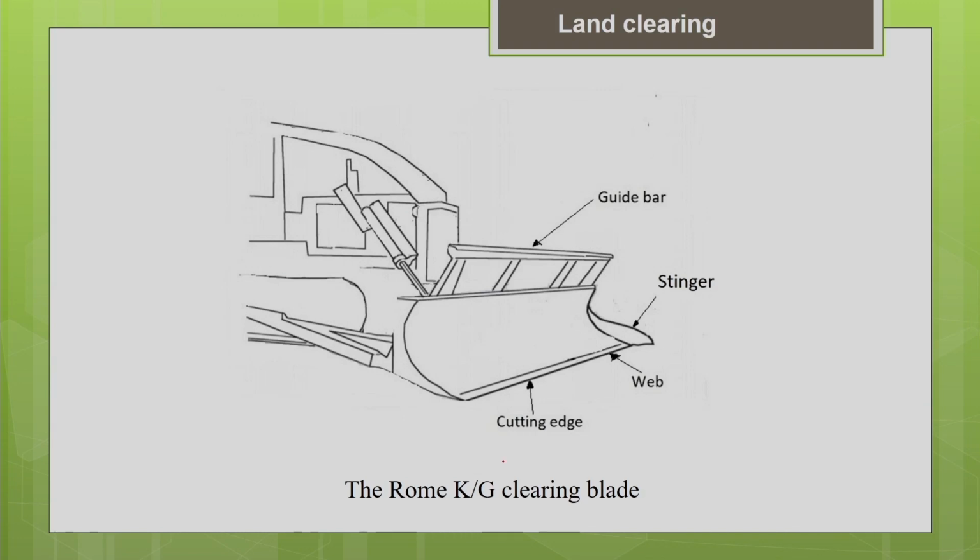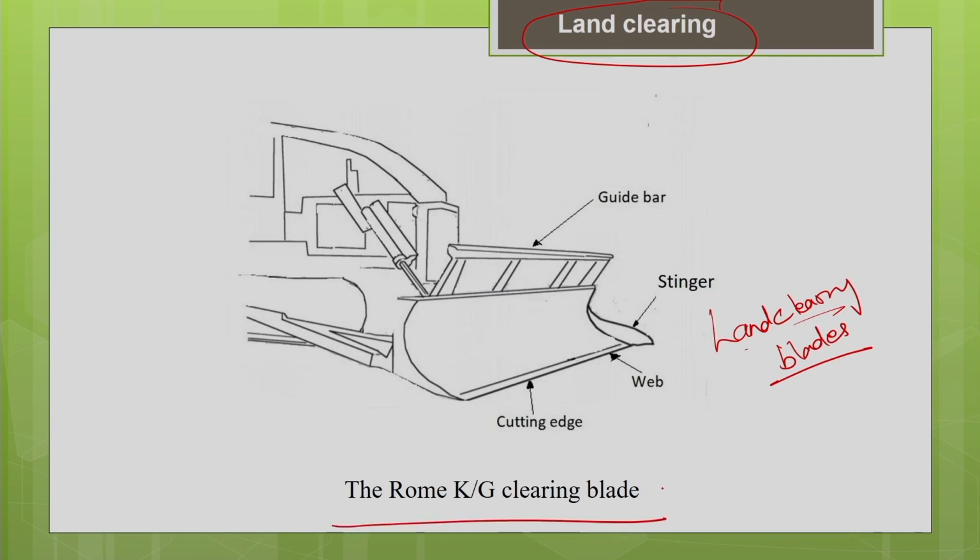Now you can see this bulldozer can be used for land clearing. It is used for cutting the trees and clearing your site. These are special bulldozers. For this purpose we should not use an earth moving blade. There are special land clearing blades. One such blade is the Rome K-bar-G clearing blade. It is a very powerful blade manufactured by the Rome company.